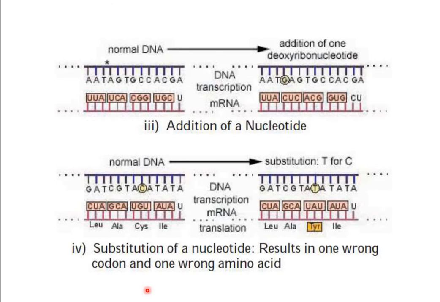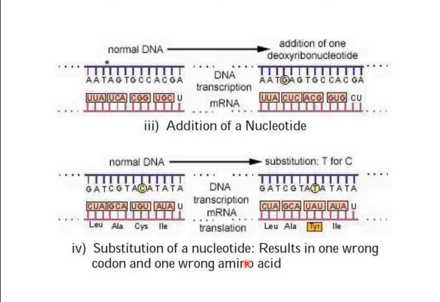Now talking about the addition of a nucleotide. Basically, frame shift mutations occur when a protein is drastically altered because of insertion or deletion. So we can say that insertion means addition. Here in addition we can see that a G is added in between T and A. This is an addition of a nucleotide.